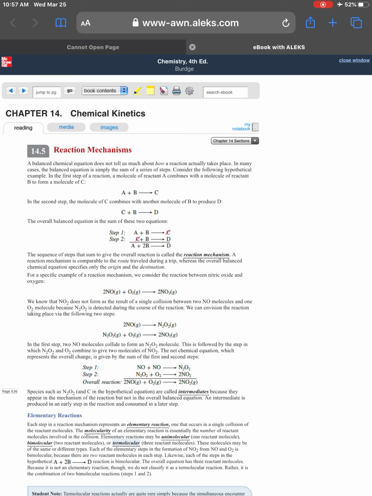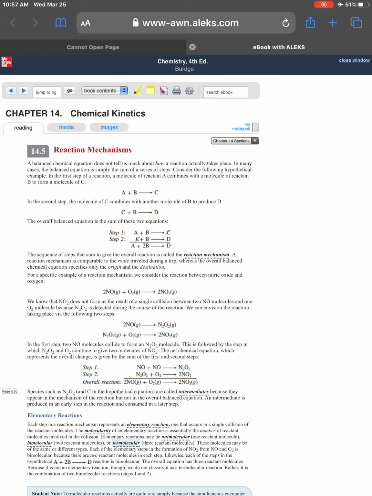For a specific example of a reaction mechanism, we consider the reaction between nitric oxide and oxygen. 2NO gas plus O2 gas yields 2NO2 gas. We know that NO2 does not form as the result of a single collision between two NO molecules and one O2 molecule because N2O2 is detected during the course of the reaction. We can envision the reaction taking place via the following two steps.